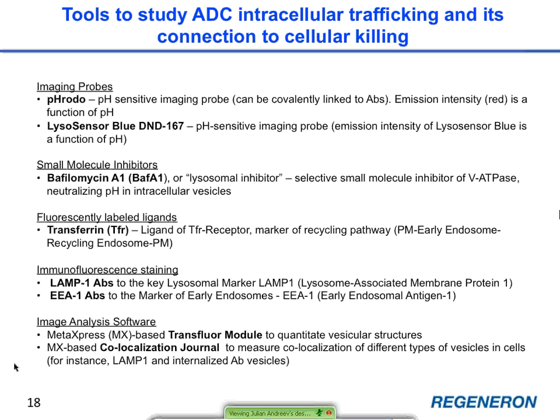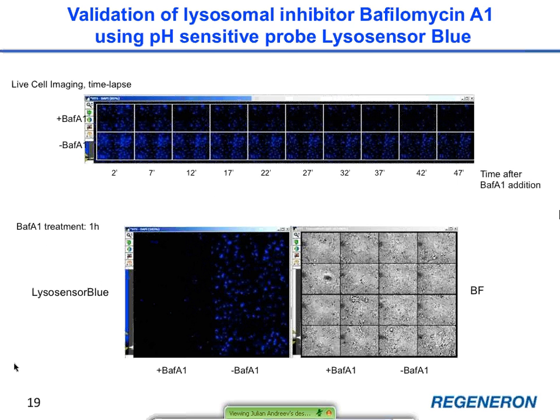So in the next few slides, I'll show you a typical series of experiments where, by using these imaging tools, we identified, for example, that lysosomal processing is essential for cytotoxicity of certain ADCs. First, on this slide we show that bafilomycin A1, which selectively inhibits V-ATPase, is doing its job, so it blocks the acidification of vesicles.